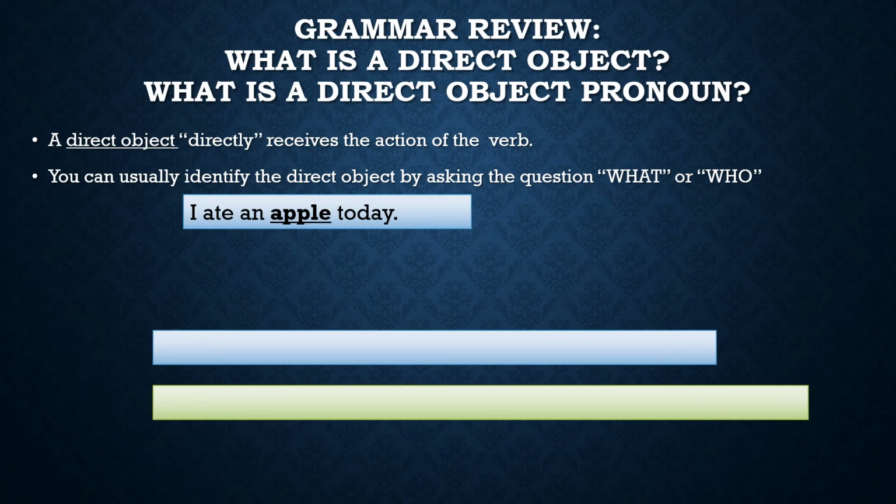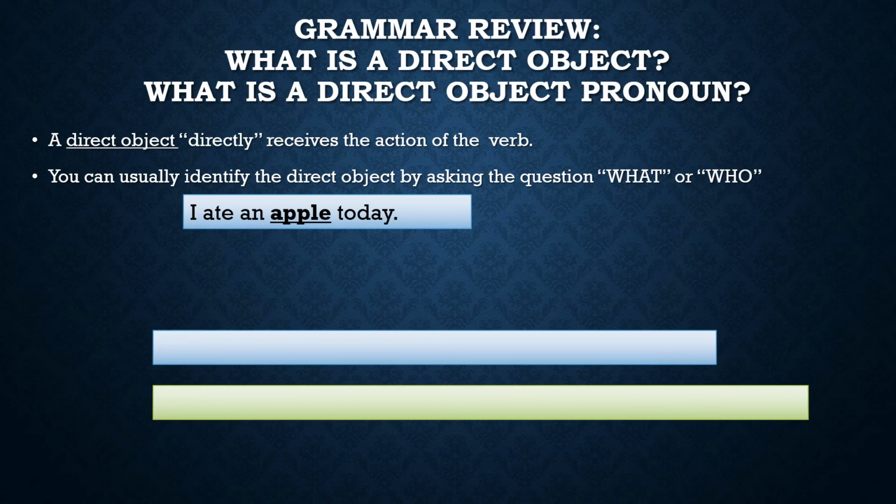So apple is the direct object, or we could think of it as it directly receives the action of the verb ate. And it can help us find what the direct object is by asking what or who. What or who receives the action of the verb. I ate an apple today. Okay, so apple is the direct object, and we know apple is a noun.